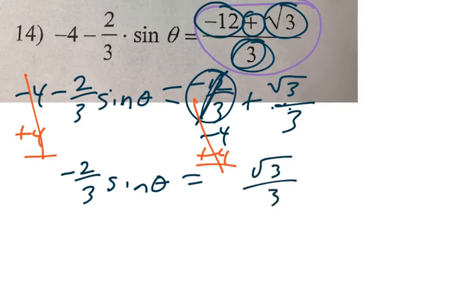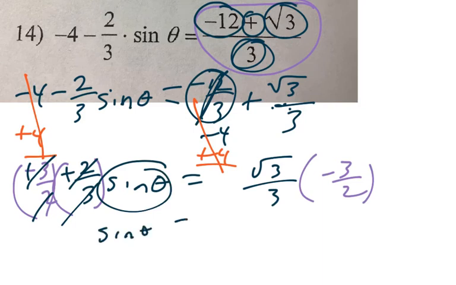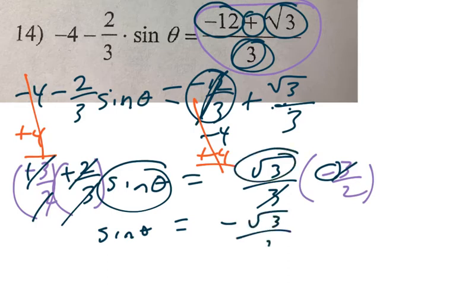Now what? Well, hopefully you know your fractions well enough that to get rid of this negative 2/3, I'm going to do the reciprocal, which is negative 3/2. And I'm going to do it on both sides. And hopefully you see what happens here. Negative times a negative is a positive. 3 over 3 is 1. 2 over 2 is 1. So the only thing I'm left with is sine of theta equal to, over here, I do have a negative, and the 3's do cancel out. 3 over 3 is 1. But I have a negative square root 3 over 2.